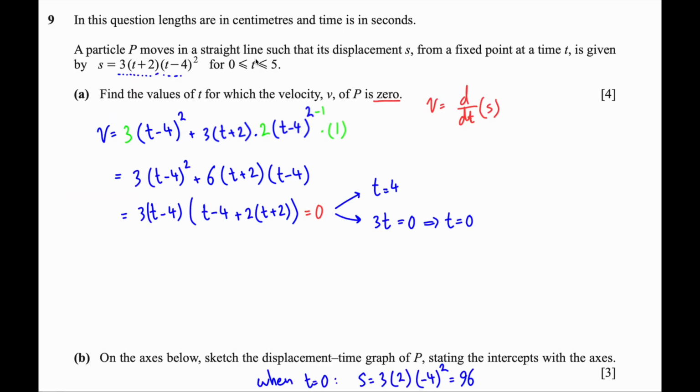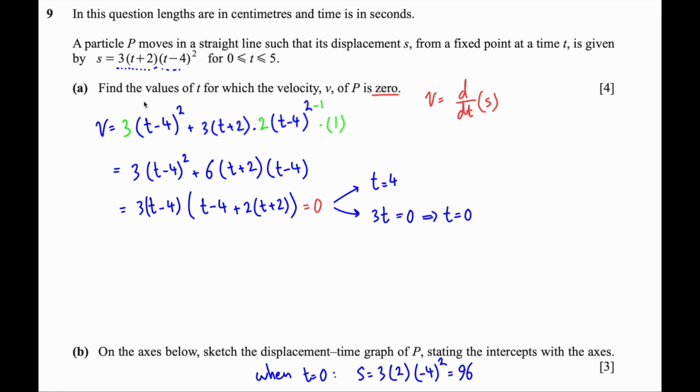Question number 9. In question number 9, I'm told that there is a particle P which moves in a straight line such that its displacement function in terms of t is this cubic equation. It's already in a format which is friendly to work with. They have already factorized it. In part A, I have to find the values of t for which the velocity is 0.